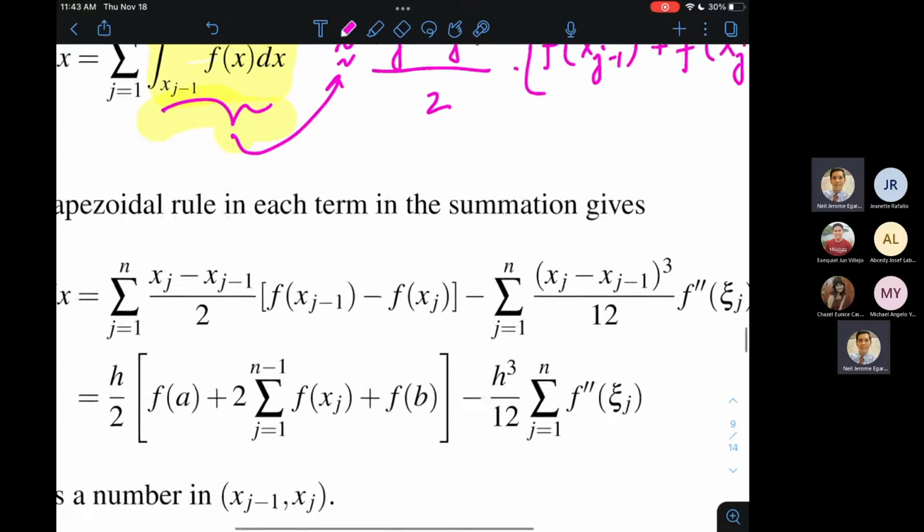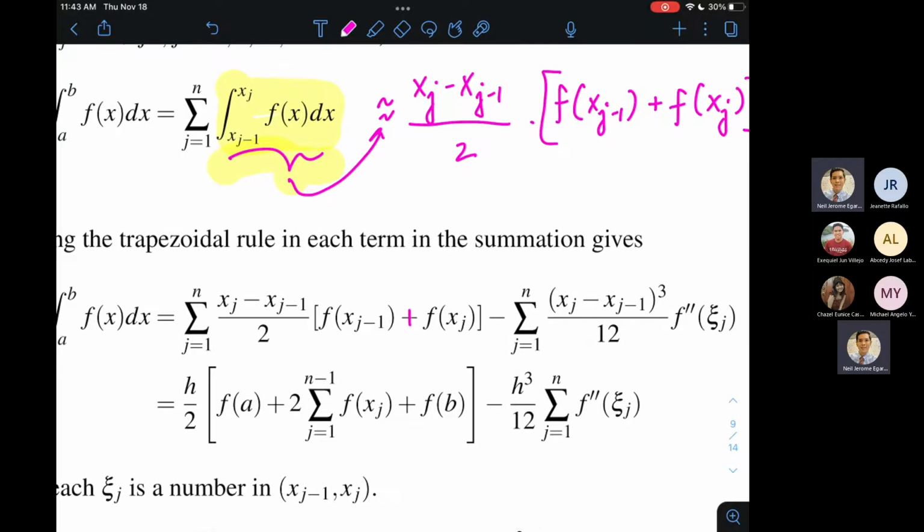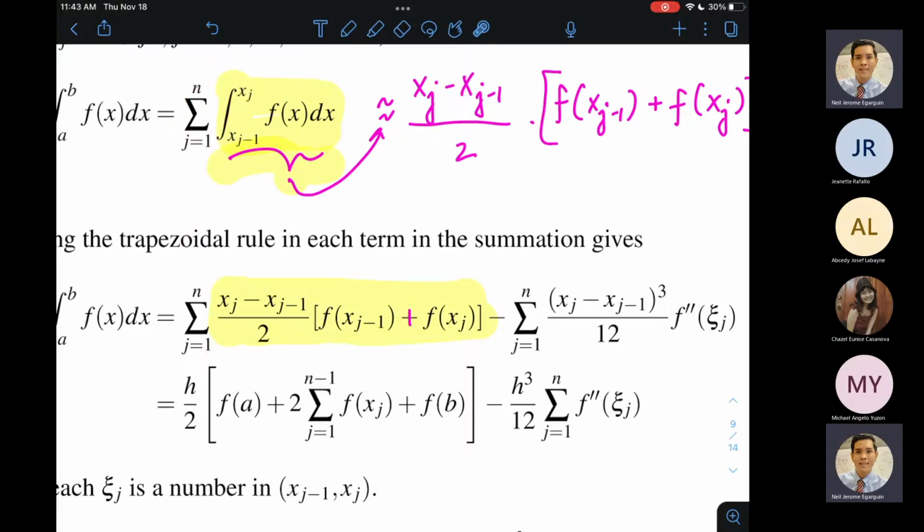And so we have a typo. Dito, dapat plus pala yun. All right. So in-apply ko lang si trapezoidal rule sa bawat integral, and that is carried over here. Tapos kinopya ko lang yung summation. Okay? And then the error term also has the same form.